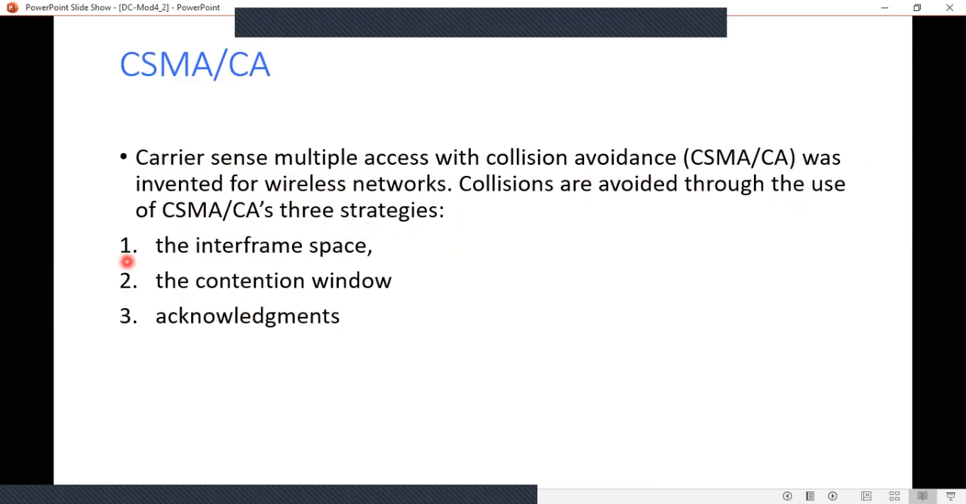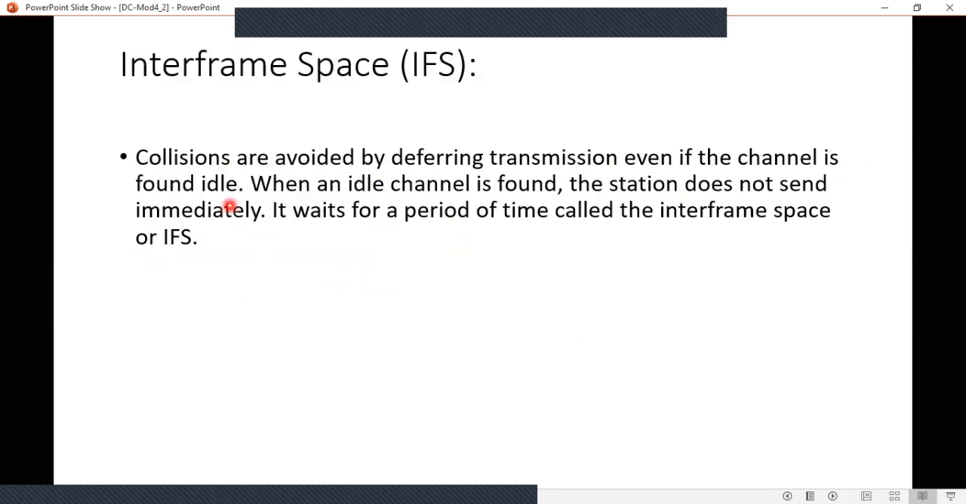The first one is the interframe space. The second one is the contention window, and the third one is the acknowledgements. Okay, now what is this interframe space? We'll see. Collisions are avoided by deferring transmission even if the channel is found idle. When an idle channel is found, the station does not send immediately. It waits for a period of time called the interframe space.